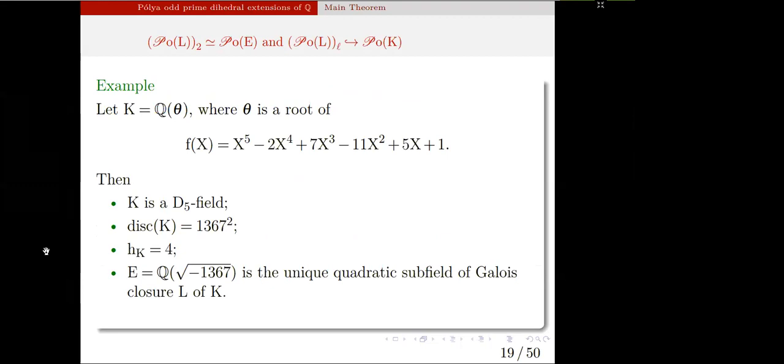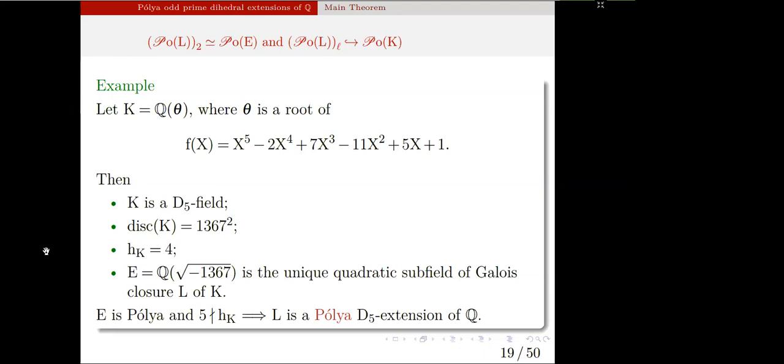So let K be Q(theta), where theta is a root of the quintic monic polynomial f(x), as you see. Then one can show that K is a D5 field. K has class number 4, and E equal to Q(square root of -3067) is the unique quadratic subfield of the Galois closure L of K. Now, since E is Pólya, by Hilbert's theorem, and the class number of K is not divisible by 5, then L is a Pólya D5 extension of Q.